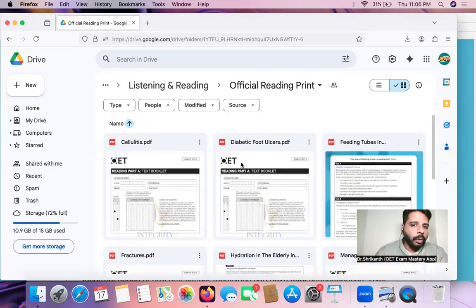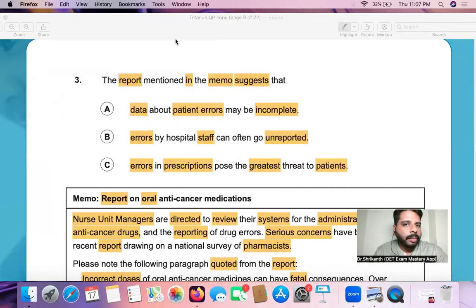And then open the OET exam mastery app. Open the app, watch the recorded lectures there as well, and then attend the live sessions. And still, if you have doubts, you can just let me know and you can clarify it. So that is a systematic way to prepare for the OET. Right. So that is it.